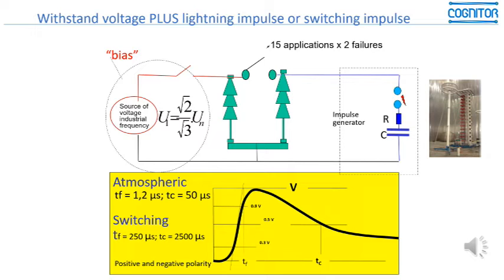If this situation occurs at the peak voltage of the AC voltage of industrial frequency, you may have the sum of the two voltages, and this would be one applied voltage higher than the impulse alone or the industrial frequency voltage alone. This is the so-called bias test. In this test also we have the 15 applications of the impulse, and up to 2 failures to discharge are permitted to have the equipment approved.